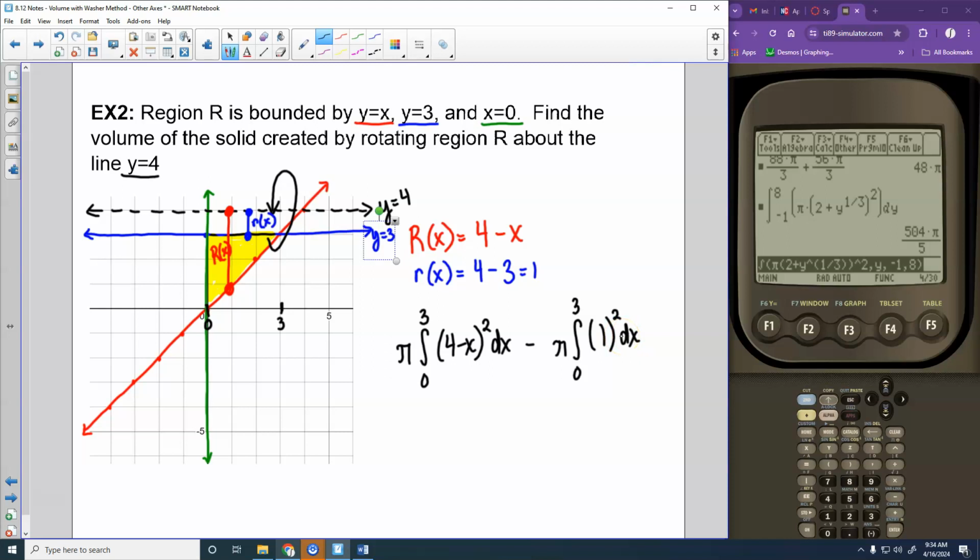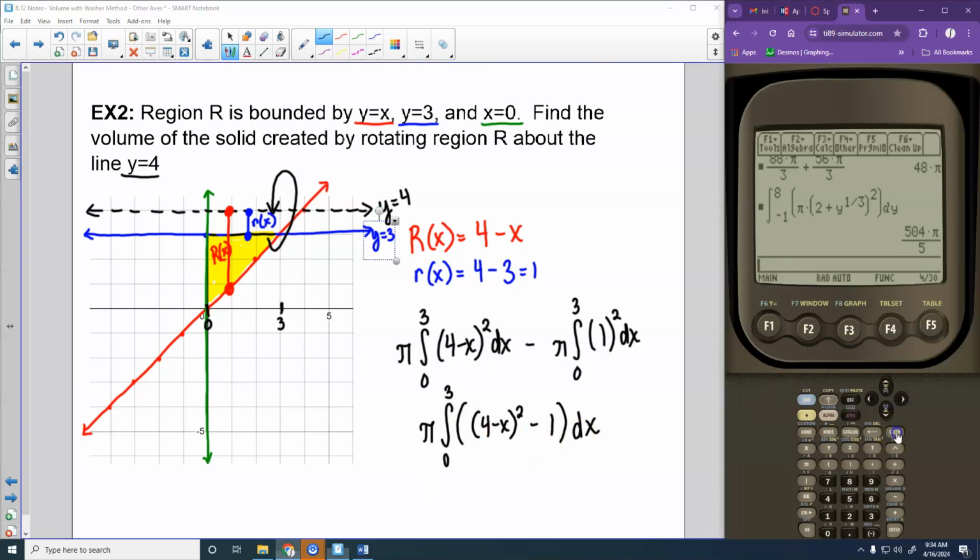That would be what it would look like if you do them separately, pi R squared minus pi r squared with the integrals in there. A lot of times you'll see them together. They'll put the pi out front. You'll have 0 to 3, and then you'll have 4 minus x squared, all squared, minus 1 squared, which is just 1, dx. And this one's not that hard to do by hand, but we just don't have time for things like that, so let's just use our calculator.